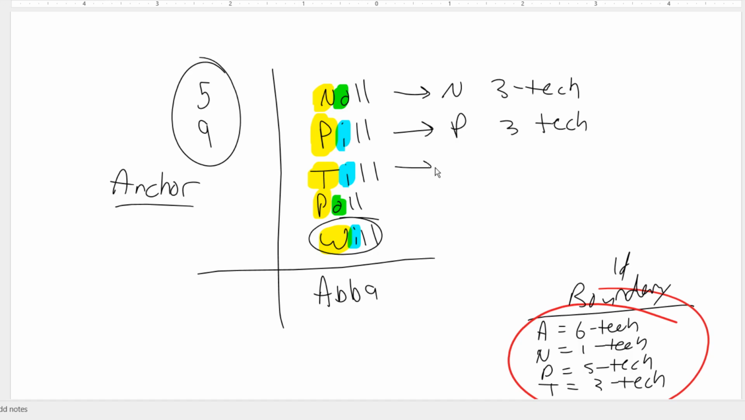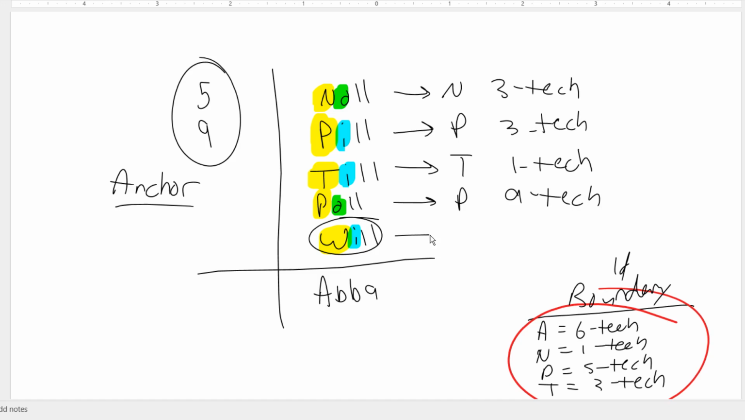All right. Till means tackle in. Normally the tackle is in a 3 technique. So with a till call, the tackle is going to slide down into a 1 technique. Here we are for the panther again. Panther is normally a 5. When you get a pole call, it's going to slide the panther all the way out to a 9 technique.